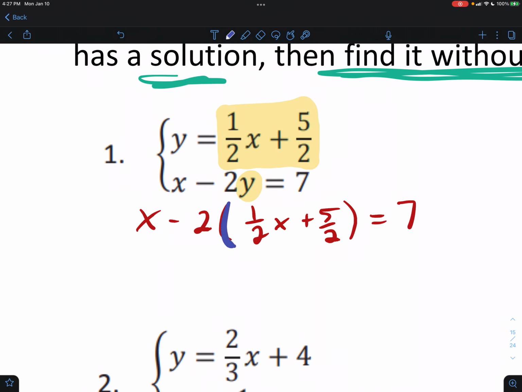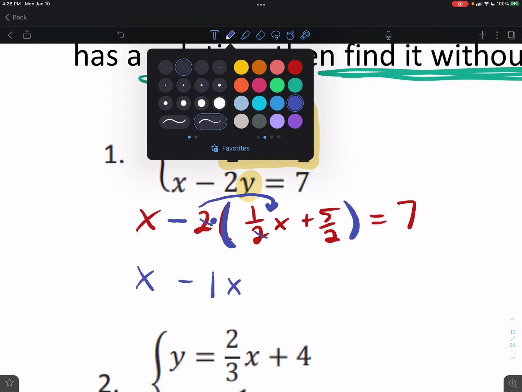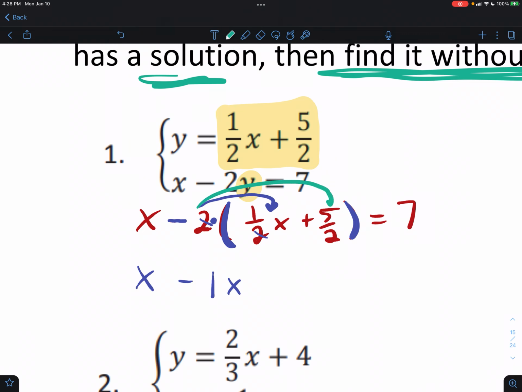So I see these parentheses here. This is 2 times 1/2 x plus 5/2, but be extra careful because that's a minus sign, so I'm really distributing -2. -2 times 1/2 is going to give us -1x, because these 2's would cancel out. And then when I distribute the -2 to the 5/2, something similar happens here. I'm going to get just -5. Again, the 2's would cancel out. Bringing down the 7, and then I can combine like terms.